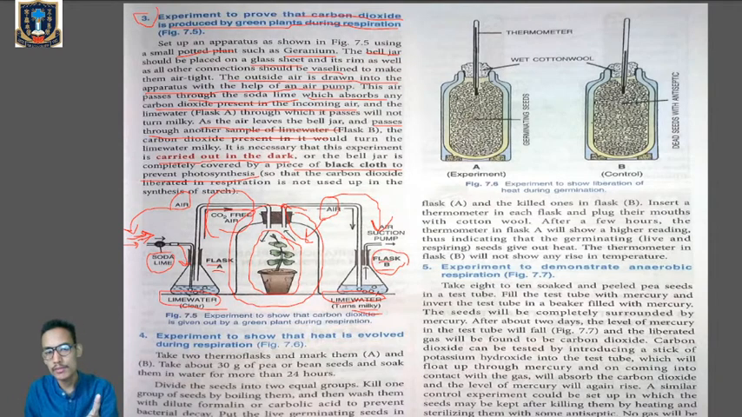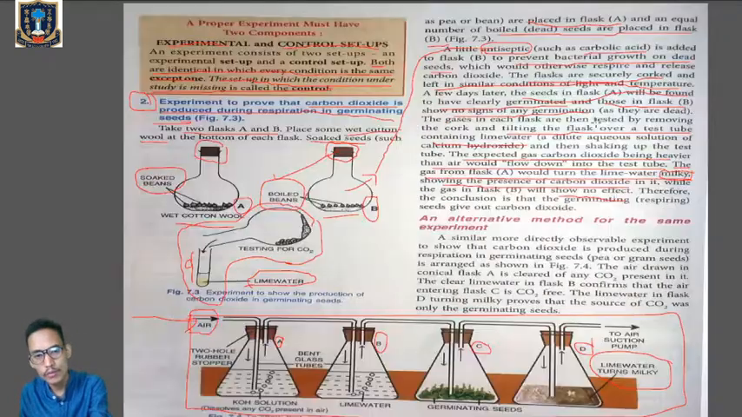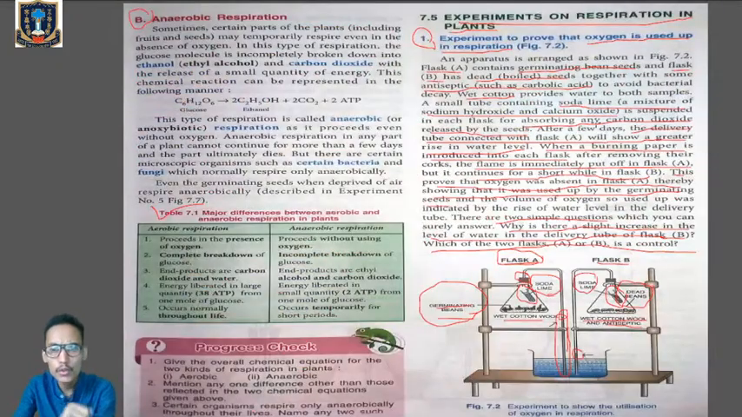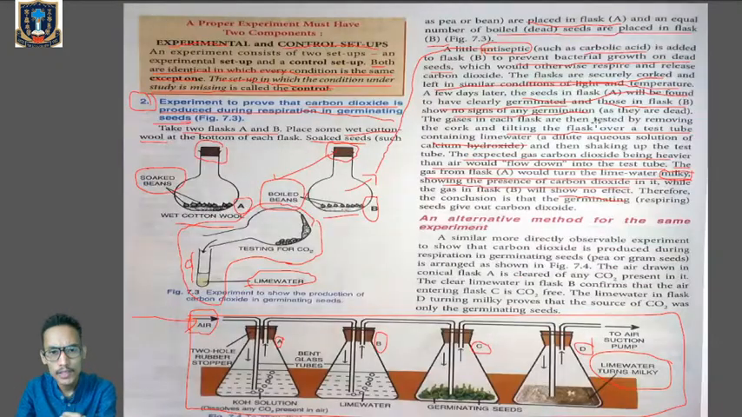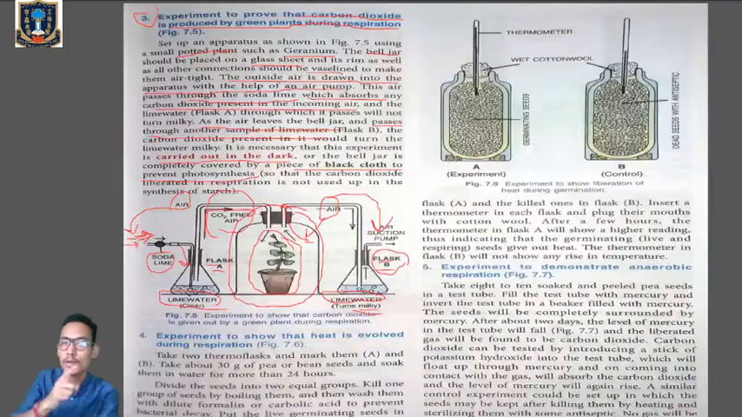Clear? So today we have discussed three experiments. Our first experiment was to prove that oxygen is used up in respiration. The second experiment was to prove that carbon dioxide is produced during respiration in germinating seeds. Over here we have gone through two methods, and in the last one we have learned that carbon dioxide is produced by the green plant during respiration.